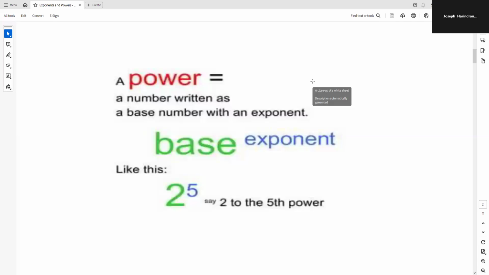What is a power? A power is a number written as a base number with an exponent. Base raised to the power exponent, and it's called a superscript, like this. 2 power 5, for example: 2 is raised to the 5th power. That means 2 is multiplied 5 times: 2 into 2 into 2 into 2 into 2, 5 times. This is called an exponent.